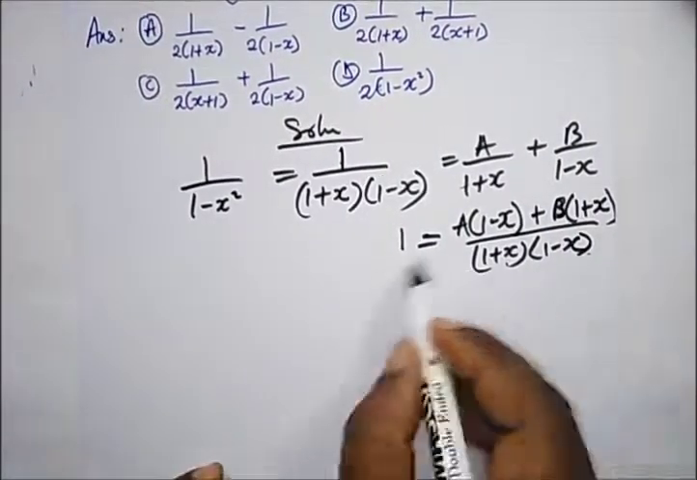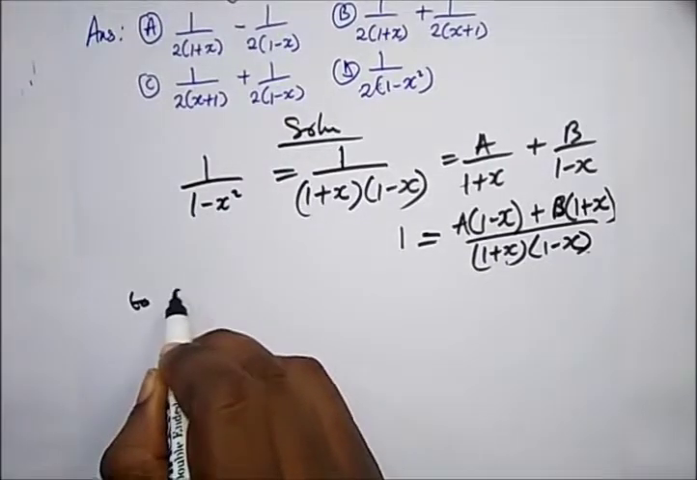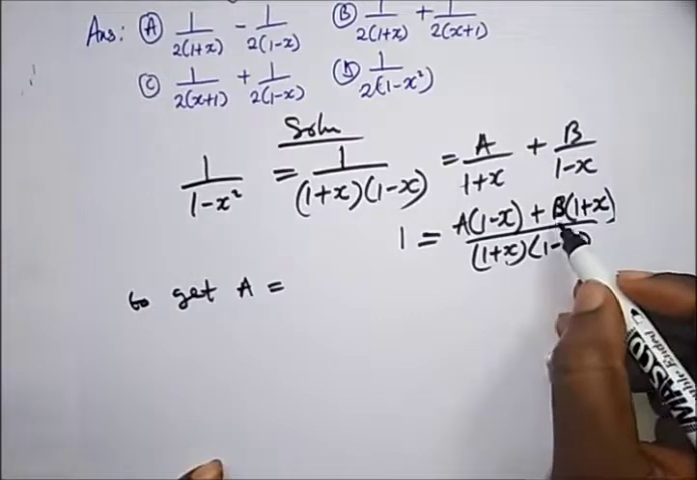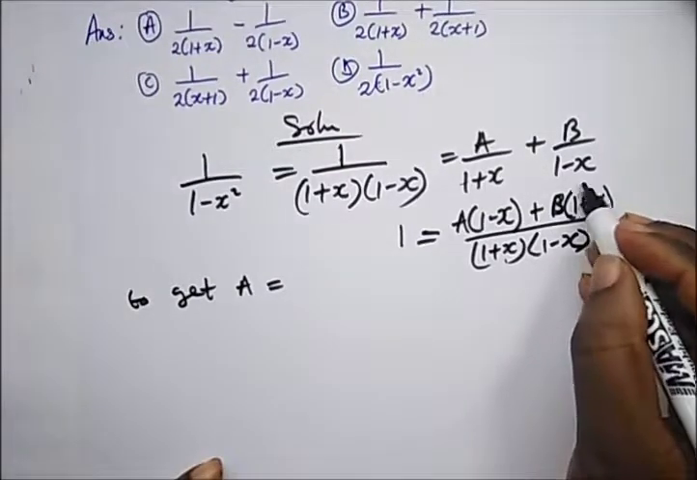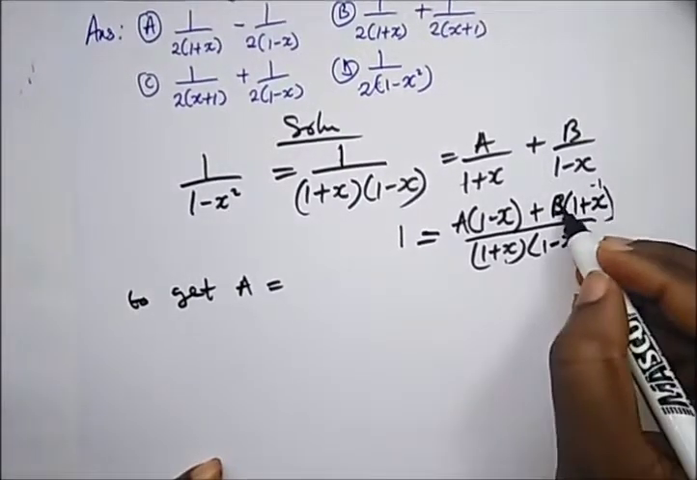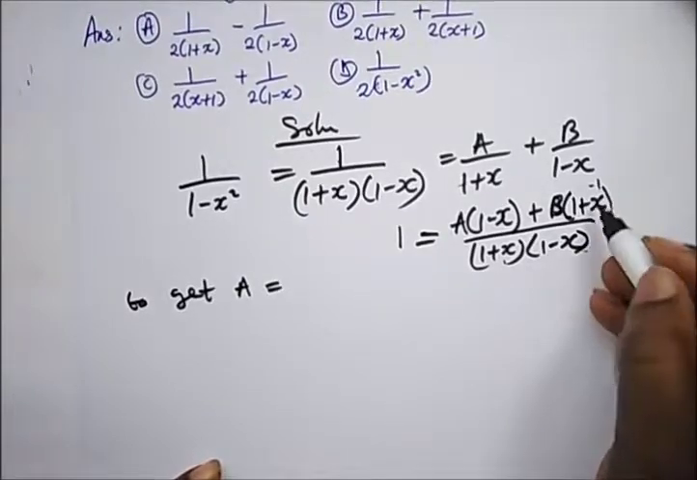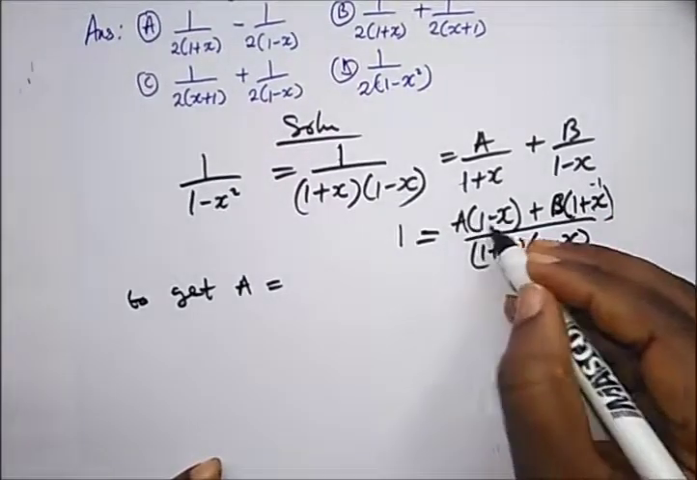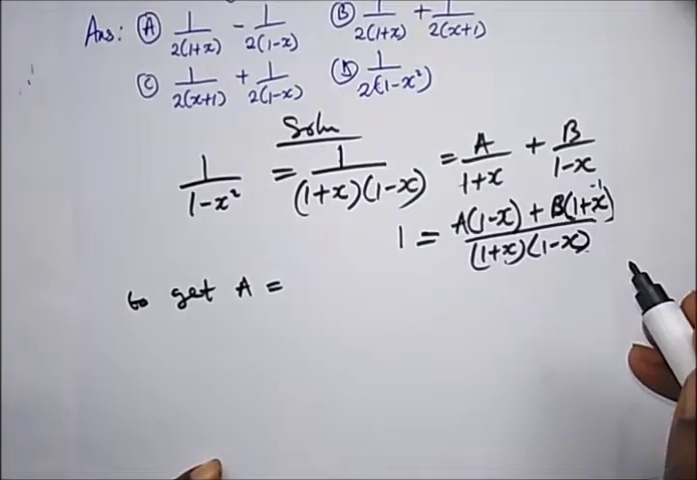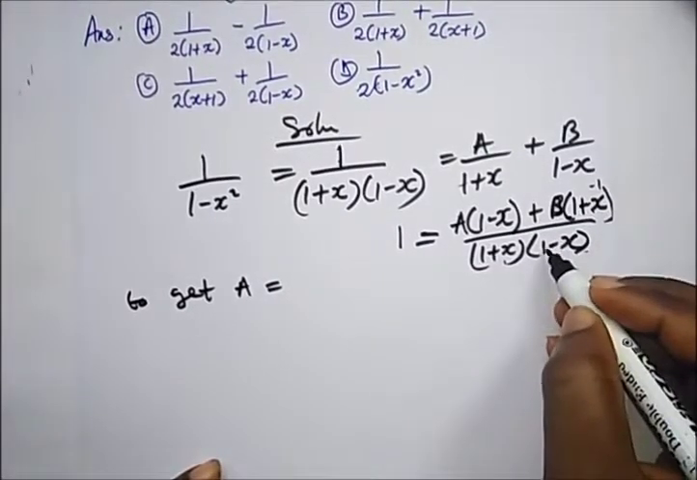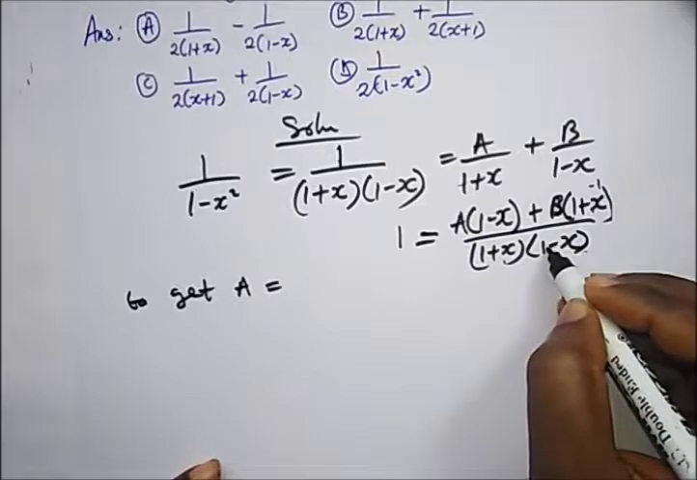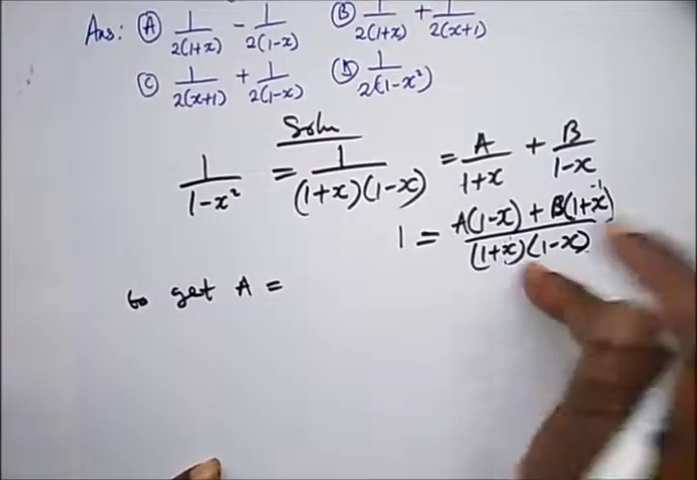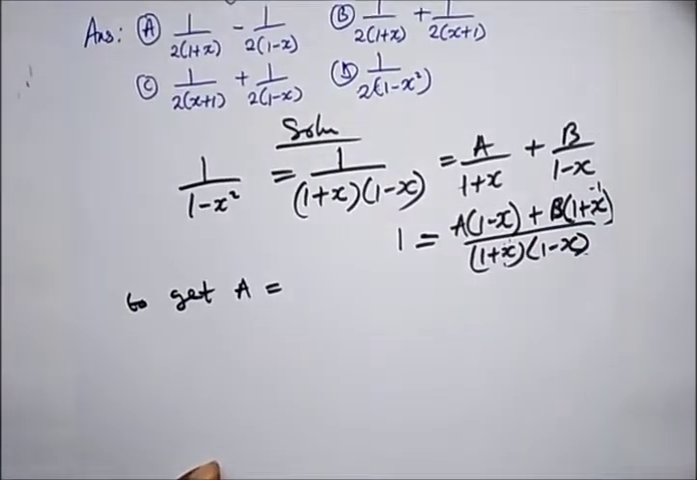So here, we'll first say, to get A, we're going to put the value of x as minus 1, so that B can be 0. When you put minus 1 here, B will become 0, because we are trying to get A. This is the way you resolve partial fractions. And when you also put a minus 1 down here, it is also going to give us a 0. So everything at the bottom would also cancel out.